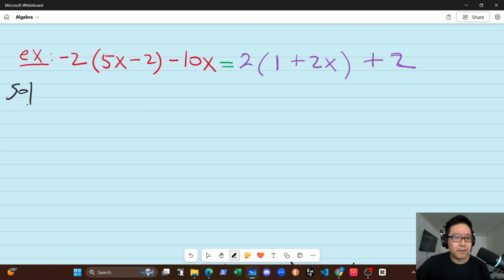So here we have negative 2 times a quantity of 5x minus 2, minus 10x equals 2 times the quantity of 1 plus 2x, plus 2.